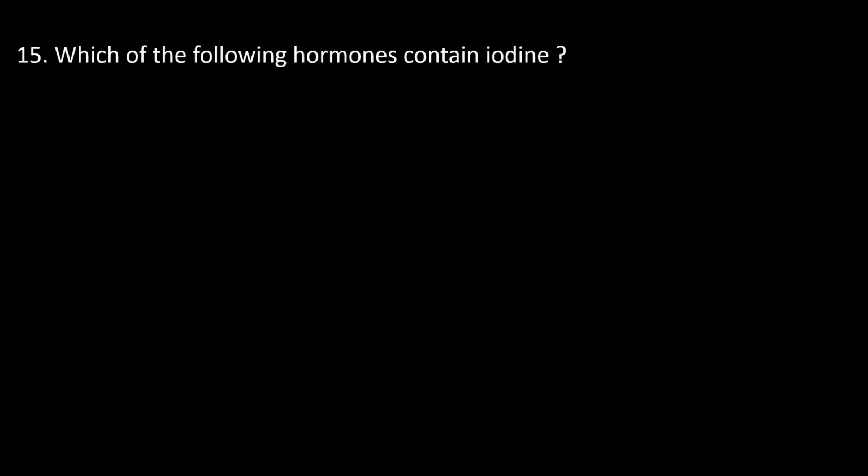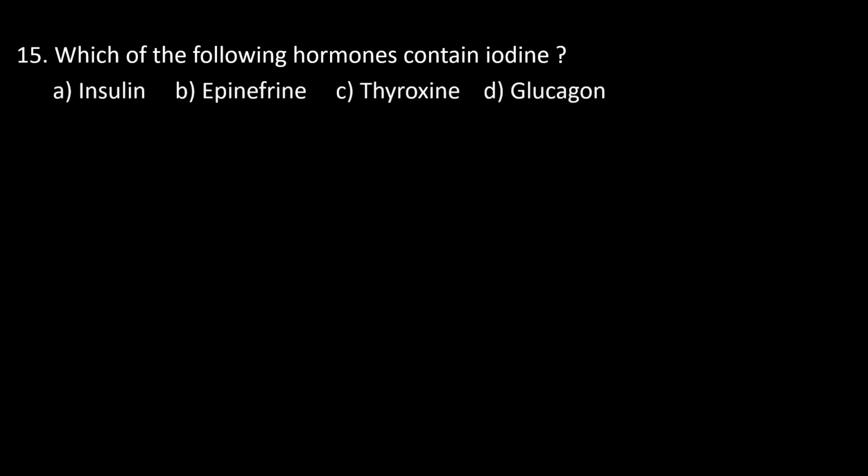Let us take question number 15. Which of the following hormones contain iodine? Here are the options: A. Insulin, B. Epinephrine, C. Thyroxine, D. Glucagon. Dear friends, the correct option is the C option, that is thyroxine. So that is the C option, thyroxine, that contains iodine.